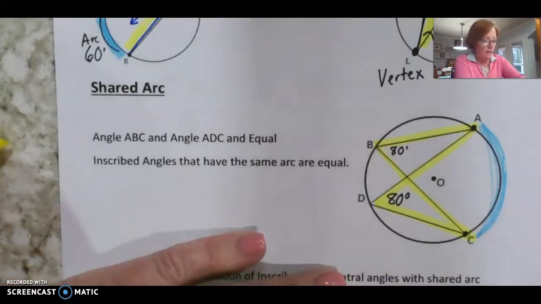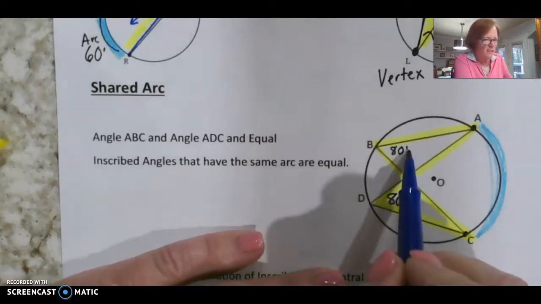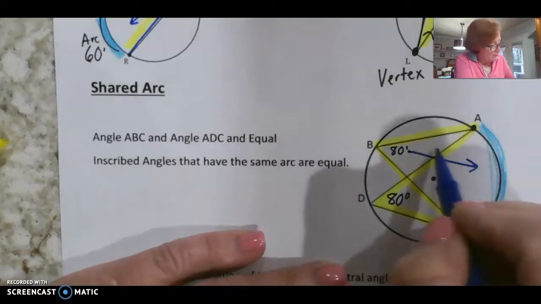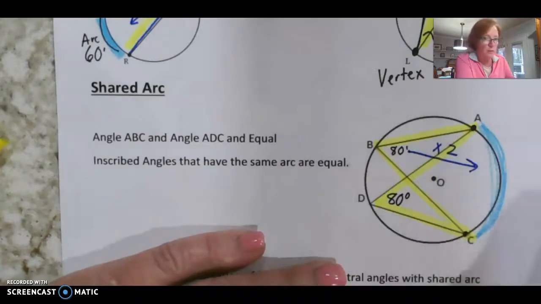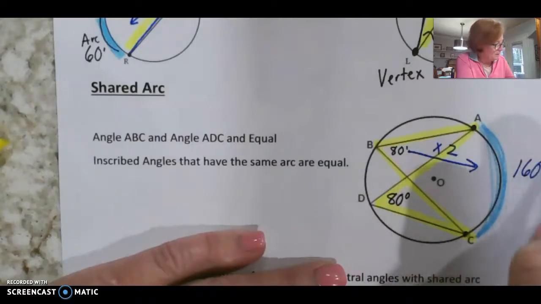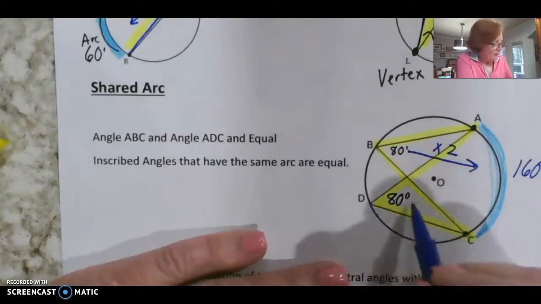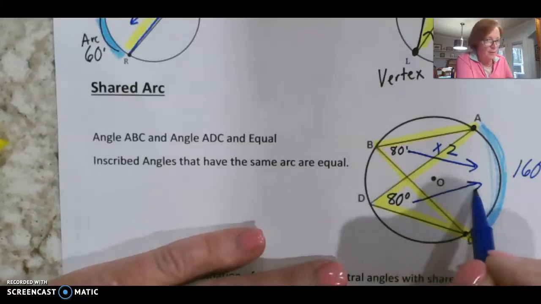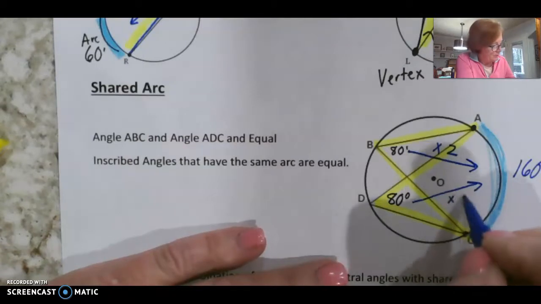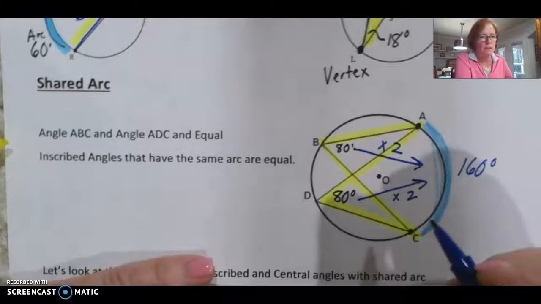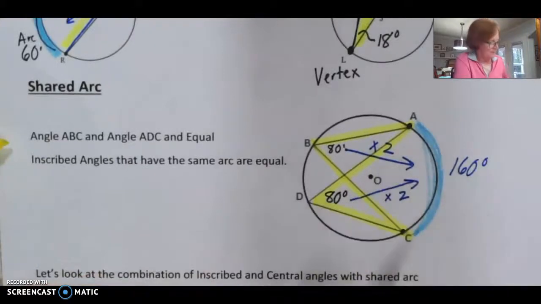Okay, and if we're going to complete this, if I'm going from the little yellow to the big blue, I'm going to multiply by 2. So 80 times 2, this is going to be 160 degrees. Big yellow to little blue, divide by 2; little yellow to big blue, multiply by 2.